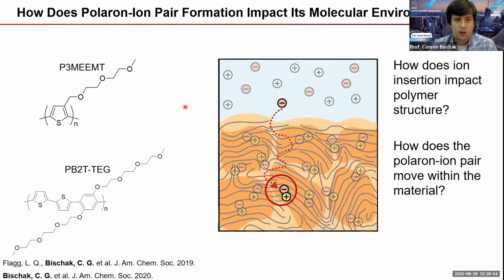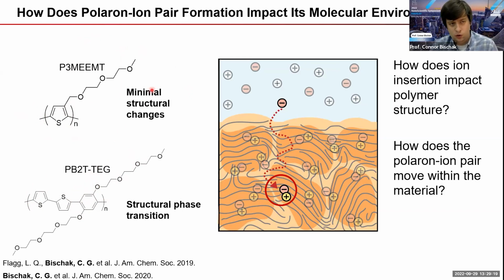For this experiment, we're comparing two different polymers: P3MEEMT, which has a thiophene backbone and a glycolated side chain, and PB2TTEG, which has a thiophene and phenylene backbone with ethylene glycol side chains. So two polymers that look fairly similar. The spoiler here is that when ions move through the first polymer, we have very minimal structural changes. Yet with PB2TTEG, we notice that it converts between two discrete crystal structures when we inject ions.